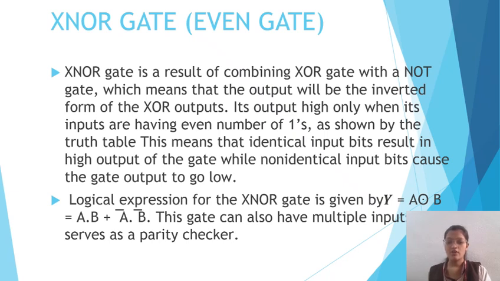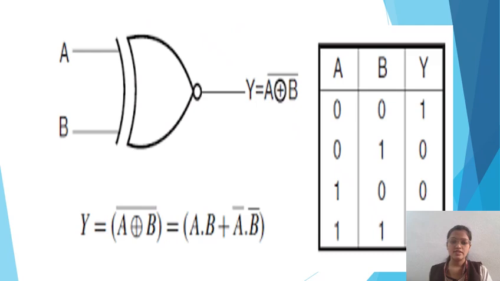Logical expression for the XNOR gate is given as Y is equal to A XNOR B. It can also be taken as A dot B plus A complement dot B complement. This gate can also have multiple inputs and serves as a parity checker. So this is the XNOR gate. XNOR gate is the combination of XOR gate and NOT gate. Y is equal to A XNOR B, whole complement. It is also known as A dot B plus A complement dot B complement.